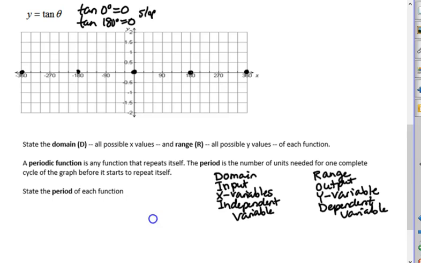So this is slope equals 0. Now, where is slope undefined? Well, that's any place where the angle makes a vertical line. So that would be at 90 and 270, and then -90 and -270. So we're going to put asymptotes wherever there is an undefined value for tangent.